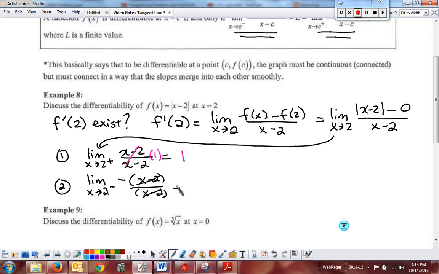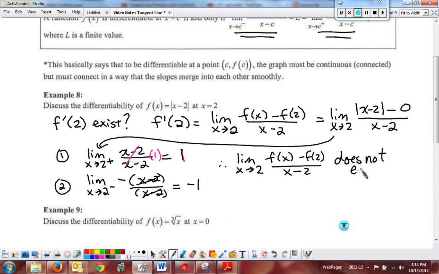This cancels, but now this limit is negative 1. What do we notice here? Our right limit is 1, our left limit is negative 1, so our conclusion is that the limit as x approaches 2 of f of x minus f of 2 over x minus 2 does not exist. And if that limit does not exist, that also means that our derivative doesn't exist. F prime of 2 does not exist.